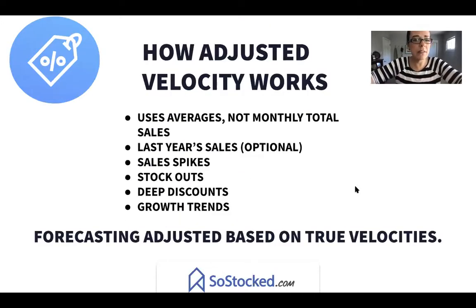All right, so we're going to talk about how adjusted velocity works. We're using averages, not monthly total sales, right? You also have the ability to use last year's sales. You're going to factor out sales spikes, stock outs, and deep discounts, and you can also potentially add a growth trend, right? So you're forecasting based on your true velocity. I want to show you in SoStock what that would look like.